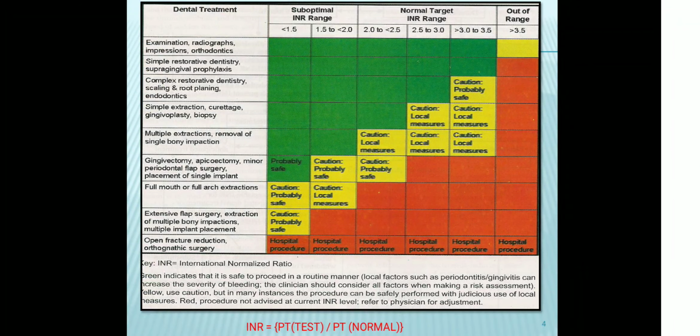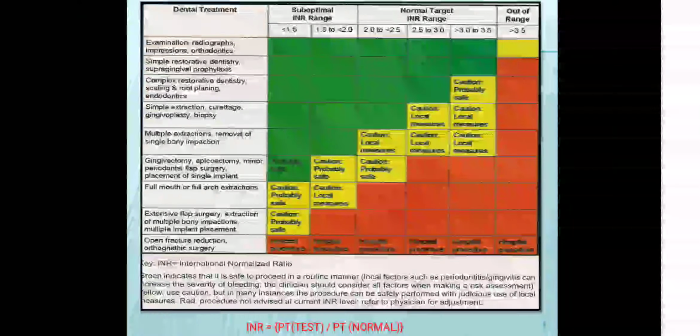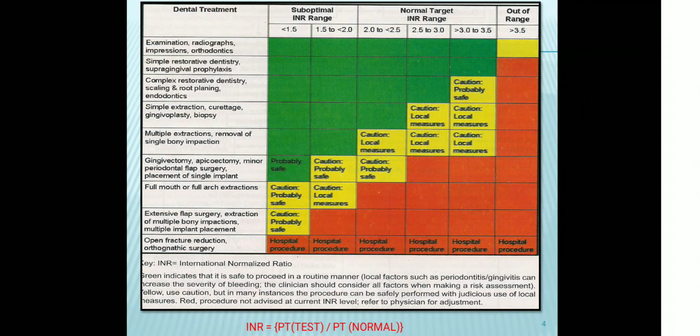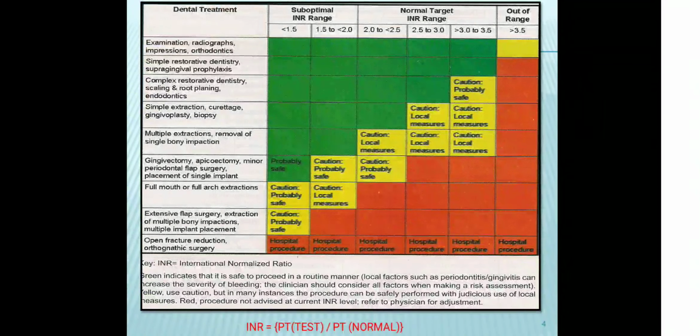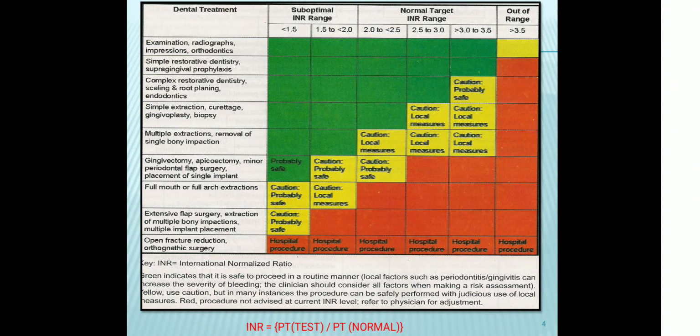So what are the precautions we are going to take? First, I'll narrate this chart. There is a suboptimal range. The suboptimal range means the INR count is less than 1.5 or falls between 1.5 to 2. The normal target range means the INR count is 2 to 2.5, 2.5 to 3, or 3 to less than 3.5, and out of range means the INR count of a patient goes above 3.5. So what should we do and what should we avoid?